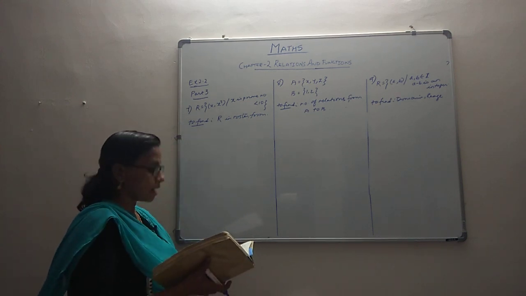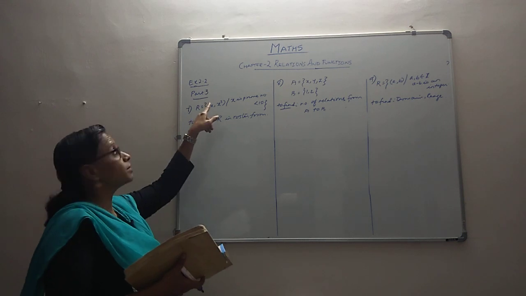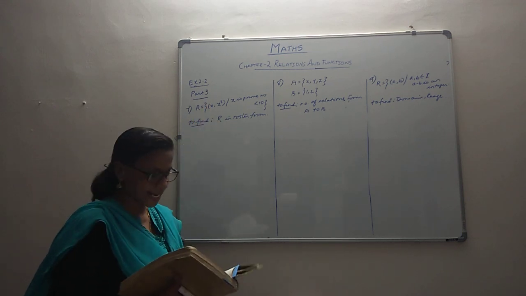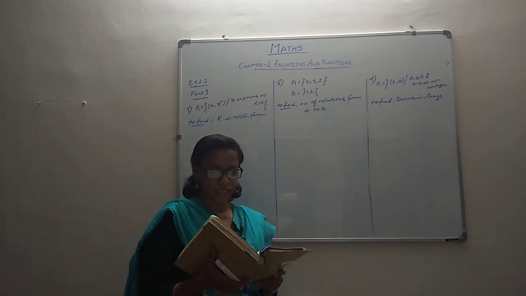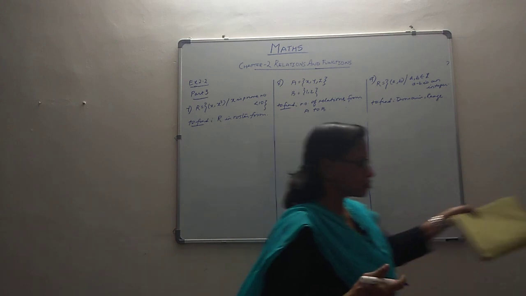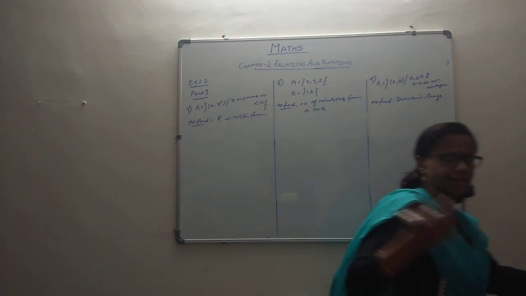Write a relation R with the set of ordered pairs (x, x cube) where x is a prime number which is less than 10. You have to write the relation in roster form. It's only that much. You have to get the relation in roster form. So let's get it right away.